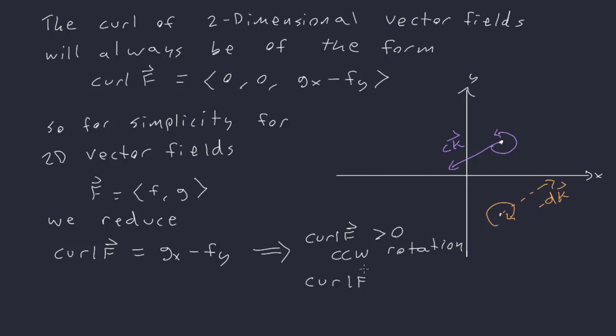Whereas if the curl of F is negative, this is clockwise rotation. Okay, so here for counterclockwise, this would be a positive curl. And here for the clockwise rotation, that would be negative curl. All right, so let's look at a couple examples.